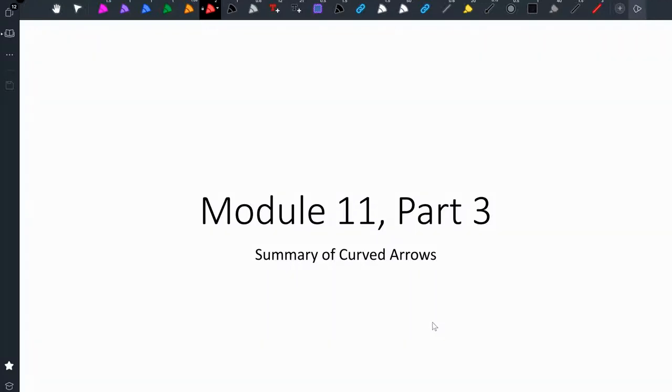In this last part of Module 11, I want to just summarize what we know about curved arrows and then give you some examples of the kinds of problems you might be asked to do with curved arrows.